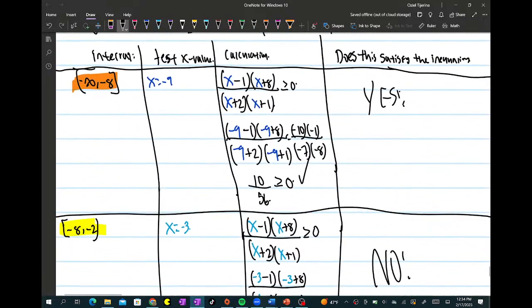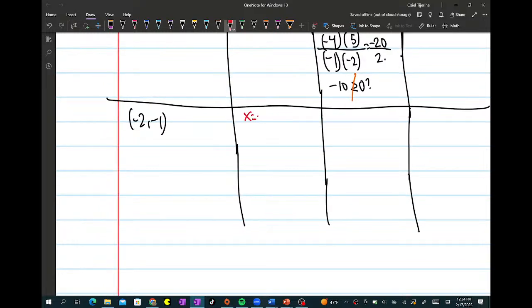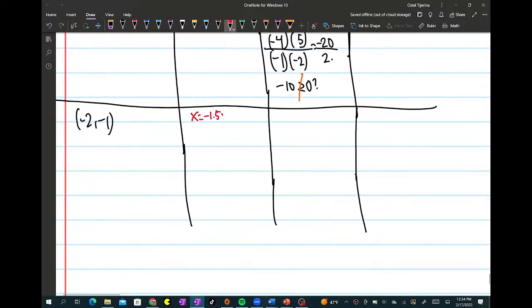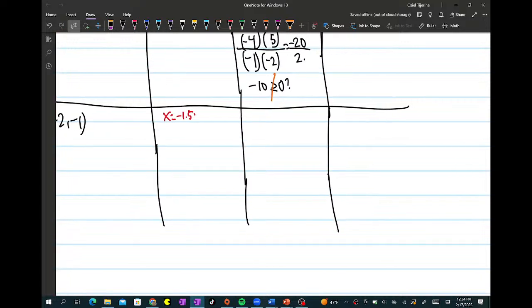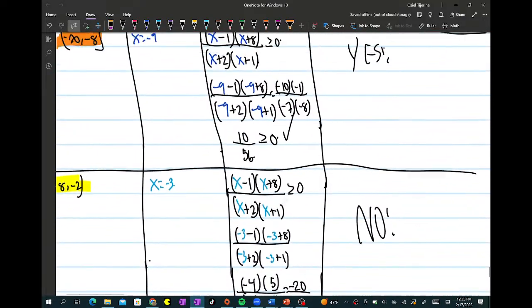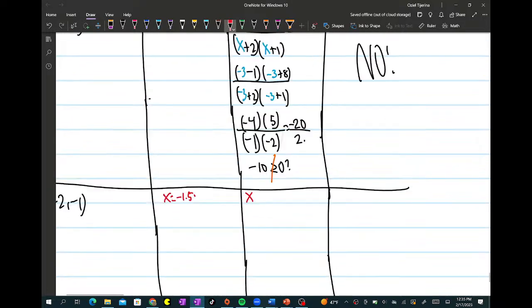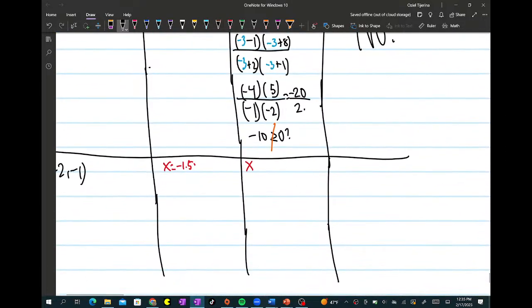So from negative 2 to negative 1, we can do x equals negative 1.5, or negative 1.6. It just depends on what you want to make it. I like negative 1.5 because it's the midpoint between negative 2 and negative 1. So we're going to go ahead and rewrite our expression: x minus 1.